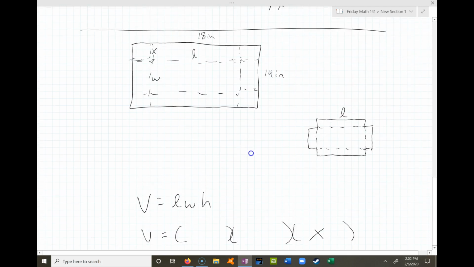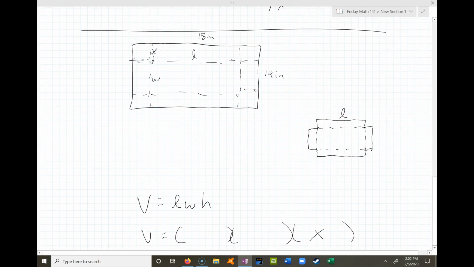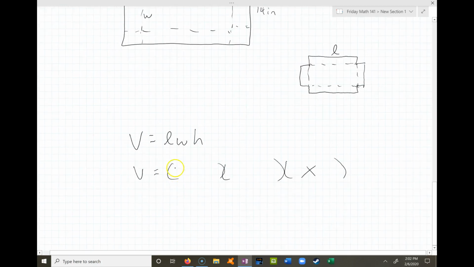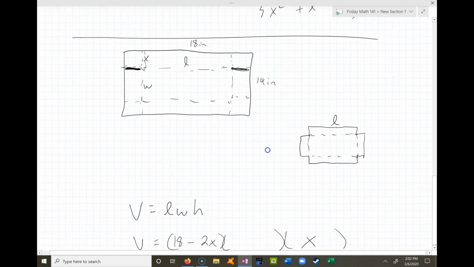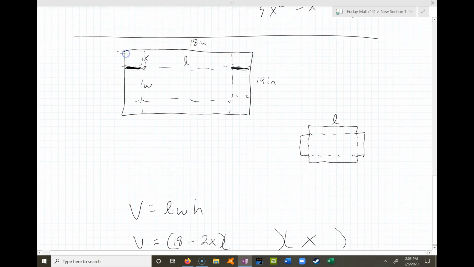So what we discover is we start out with a cardboard slab that's 18 inches long, and we cut off x inches from this side and x inches from that side. So the length, in other words, the length of the base of the box, is going to be 18 minus 2 x's. Because I start out with a total distance of 18, cut off one x there, cut off a second x there. So that gives me 18 minus 2x.